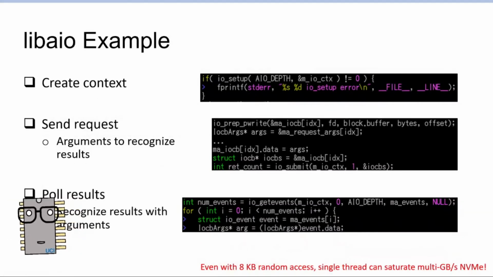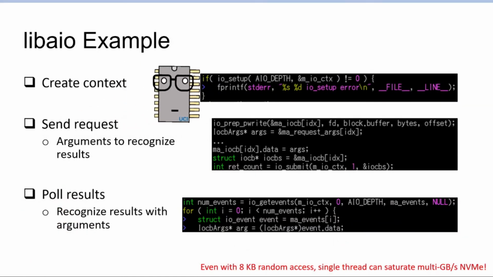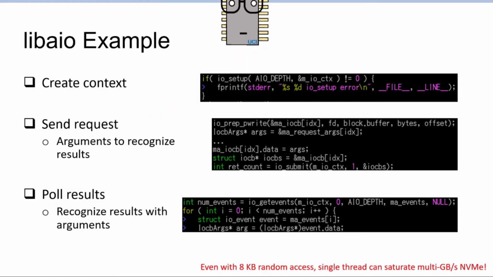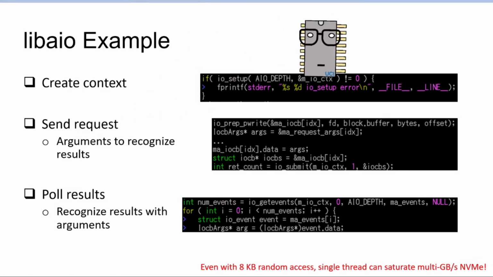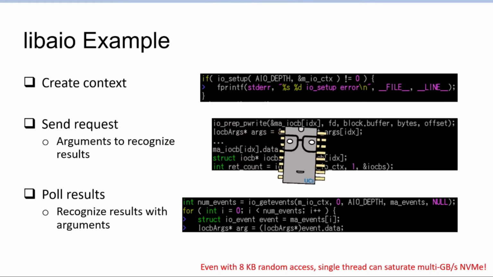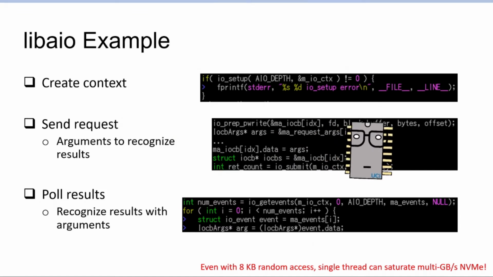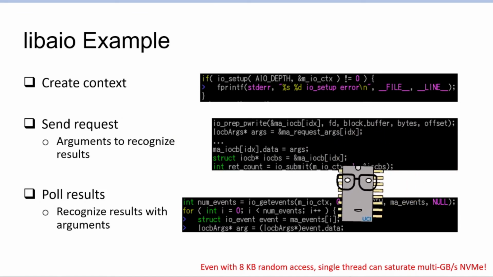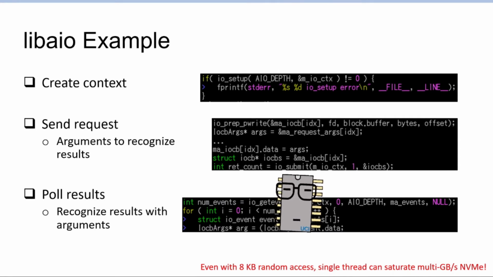So just to give a very short example of how this would work, you would have this when the slides are uploaded. Hopefully when you use it, you know where to look. You can do IO setup with the IO depth for the context. And then for every single read or write request, you can call a helper function called IO prep for write. You give it the IOCB data structure pointer, which file, the buffer, how many bytes, from which offset, et cetera, and you can do IO submit to submit this request to the AIO system.